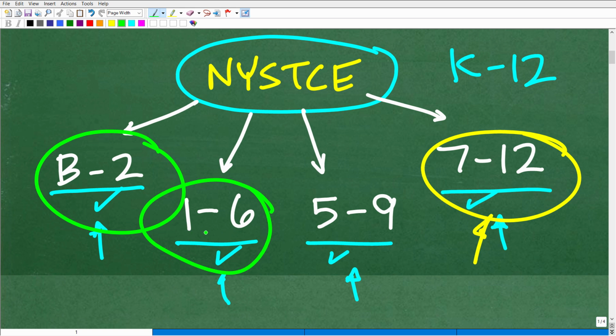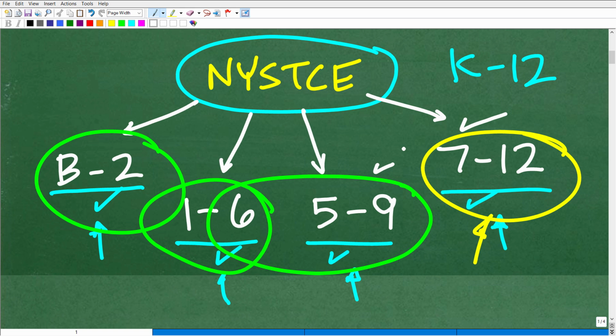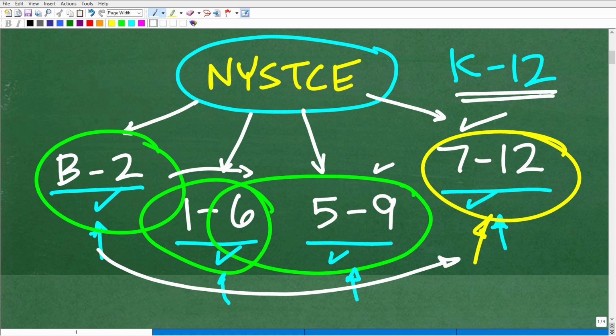So first grade through sixth grade, and then here you have 5 through 9, again overlapping, and then 7 to 12. And I think that's a smart thing to do because if you're teaching at the high school level, you should understand what's going on at the middle school level. At the middle school level, you're getting students from the elementary level, and so all teachers at all levels should really be working in harmony to produce a final graduate of the K-12 system.